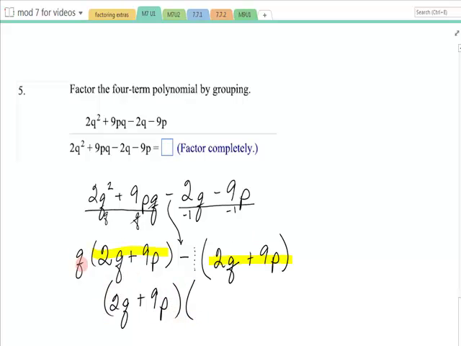The other factor is q minus, you have to write the 1. It's no longer an implied one. It was implied when it was being multiplied, but now it's standing alone. It's not implied. All right, so that lesson was on grouping.